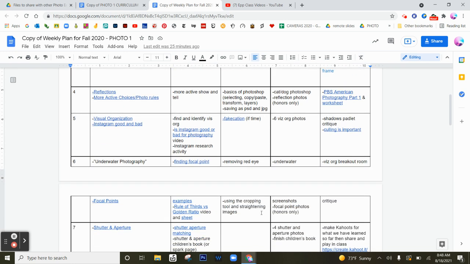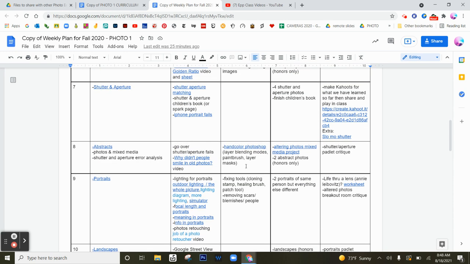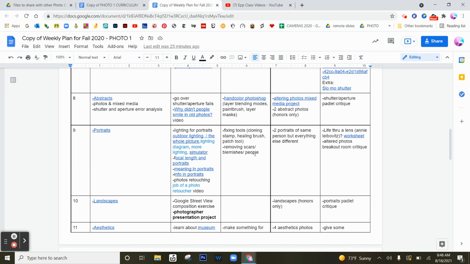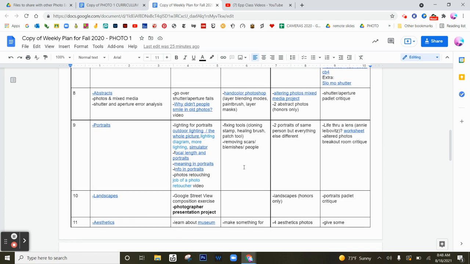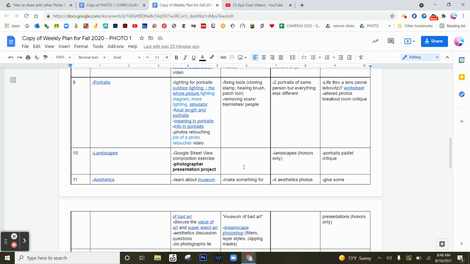And then we talk about other things, removing red eye and stuff, using the cropping tool. Then they do hand color. So that's layer blending modes, paintbrush, layer mask, stuff like that. And that's just taking a picture, making it black and white, and then adding colors on top that you see through. And then they learn the fixing tools when they do portraits. And so the patch tool, cloning stamp, that kind of thing, removing scars and stuff, making people look like they do on their best day.